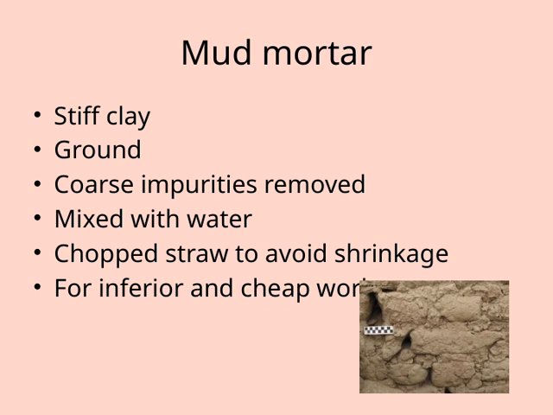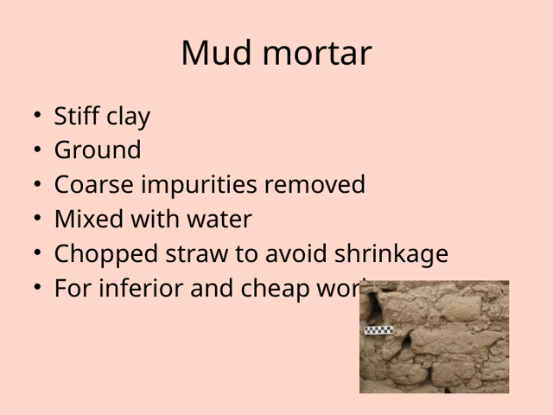First, we have mud mortar, which is quite common in historic construction. It typically starts with stiff clay and ground material. The ground is prepared by removing coarse impurities to ensure a smoother mixture. Once that's done, the clay and ground material are mixed thoroughly with water to create a workable mortar. To prevent shrinkage and cracking, chopped straw is often added. This acts as a reinforcing material. This type of mortar is generally used for inferior and cheaper work, where cost and simplicity are more important than durability. Understanding these materials helps us appreciate the evolution of building techniques and the choices made based on available resources and intended longevity.